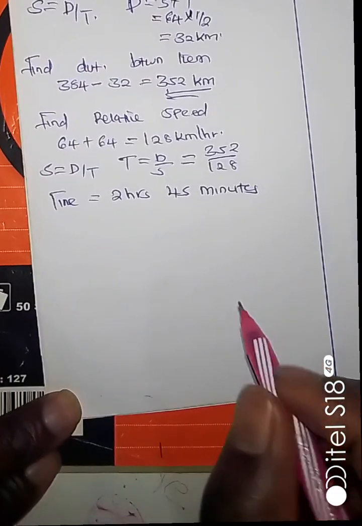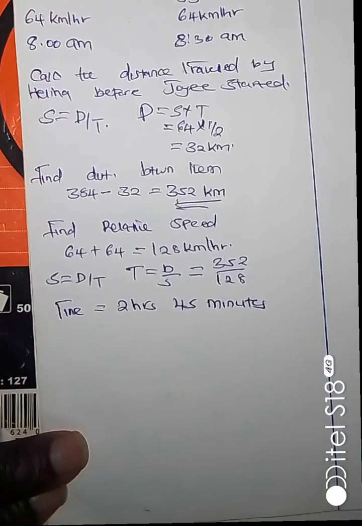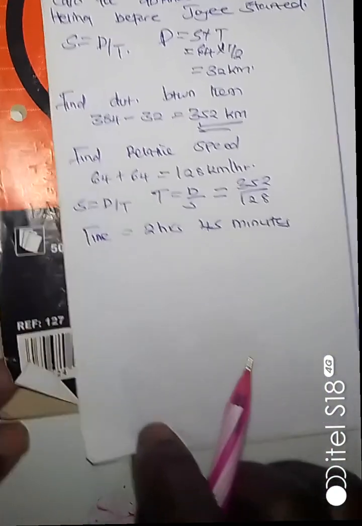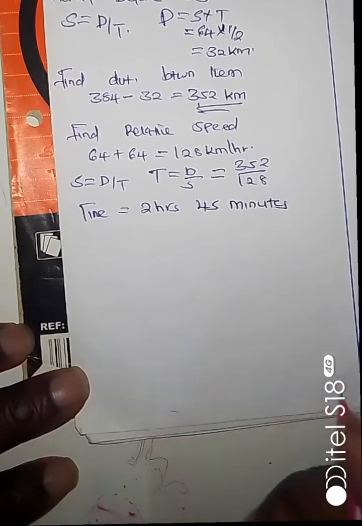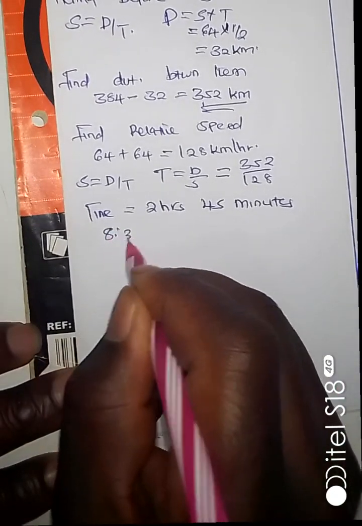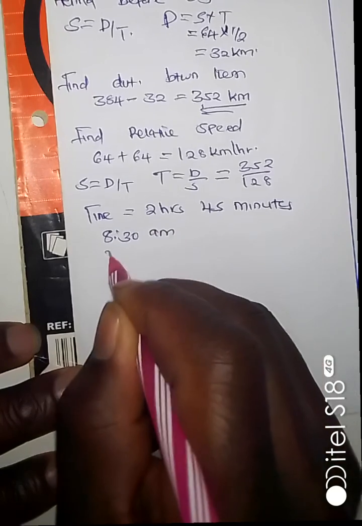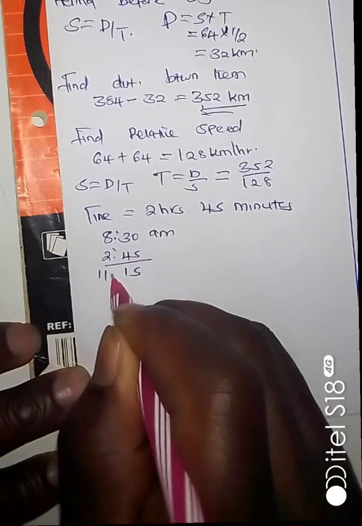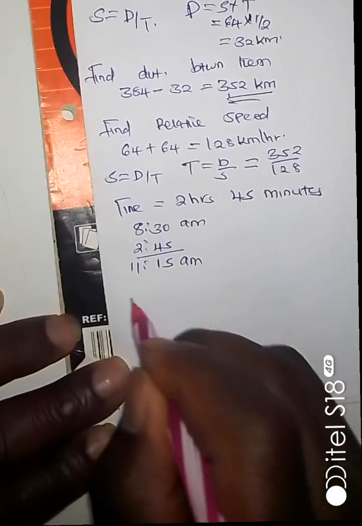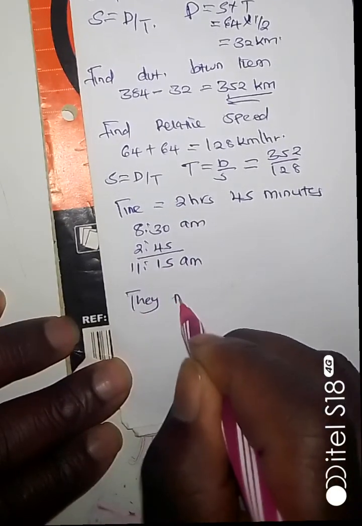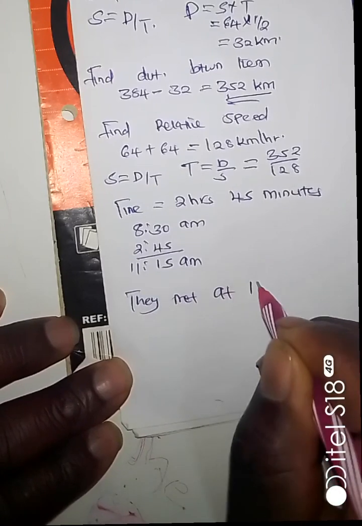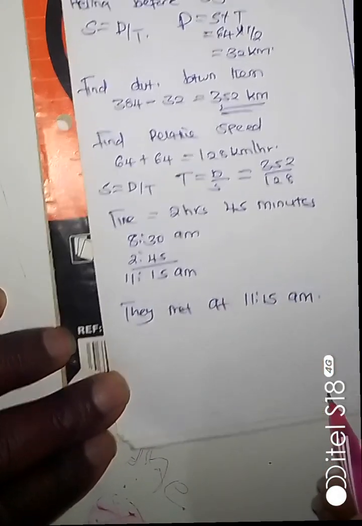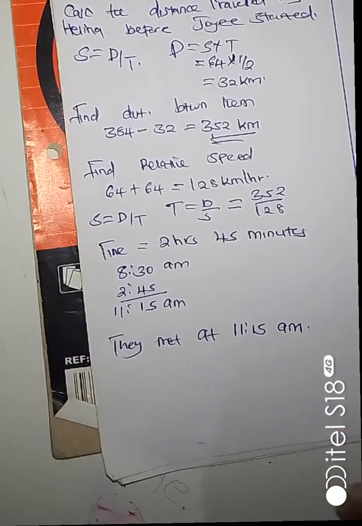Now here we are told, at what time did they meet? Here we have to use the time when Joyce started. Now it will be 8:30 a.m. plus 2 hours 45 minutes. Now this will be 15 and this will be 11 a.m. So they met at 11:15 a.m.